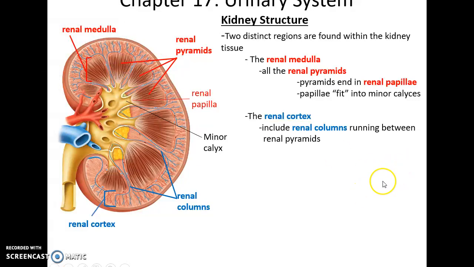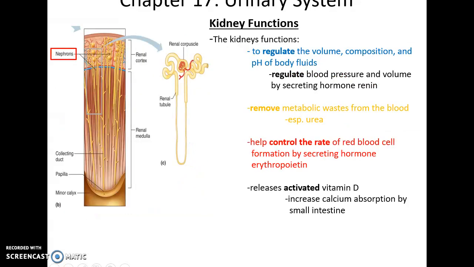The lighter colored tissue is the renal cortex, found primarily on the outer side, superficial layers of the kidney. However, there are parts of it that go in between the pyramids, and those are called the renal columns.